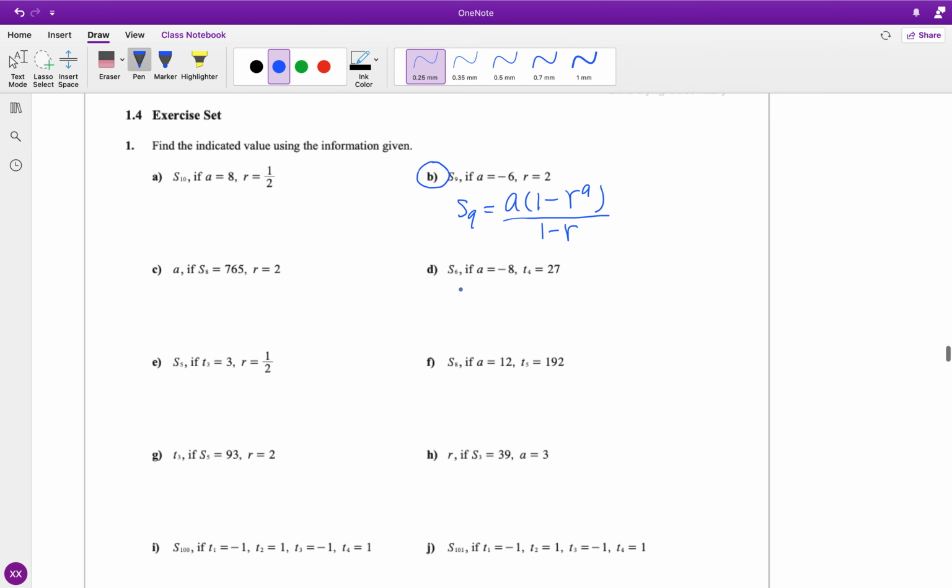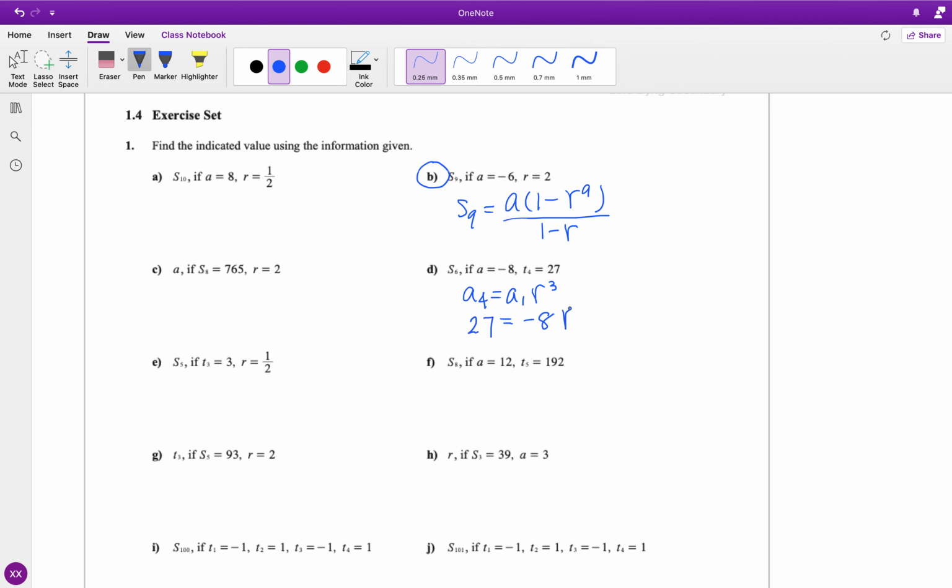Now here, we don't know r. So if we do not know r, how can we calculate r then? Here they use T4. As I always say, I just use A4. So A4 equals A1 times r to the power of 3, right? Now I know A1 and I know A4, so I plug the numbers in here.